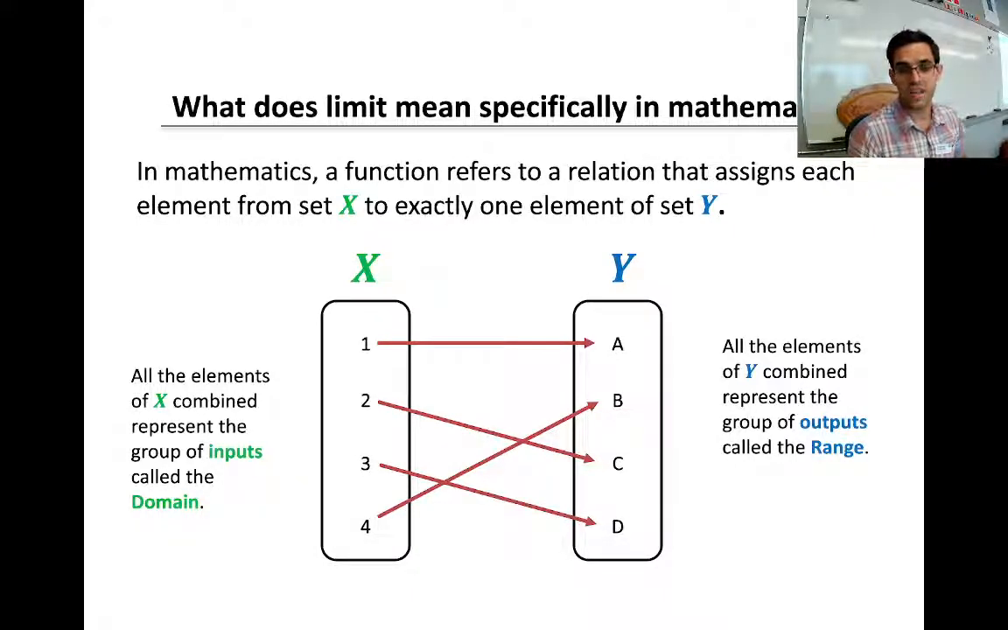Set Y is the output set. The elements in there are A, B, C, and D. So X is also called the domain, and Y is called the range. So 1, 2, 3, 4 are all elements in the domain, and A, B, C, D are all elements in the range in this particular example. And so in this case, just for example, there's nothing magical about these arrows, but if we say 1 maps to A, 2 maps to C, 3 maps to D, and 4 maps to B, for example, that's just one mapping for a function.